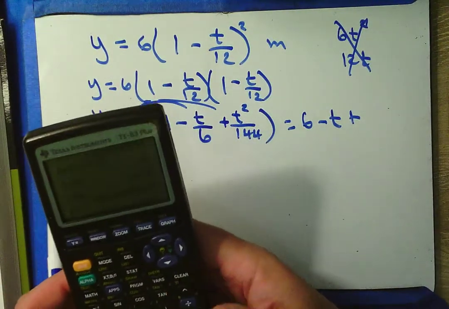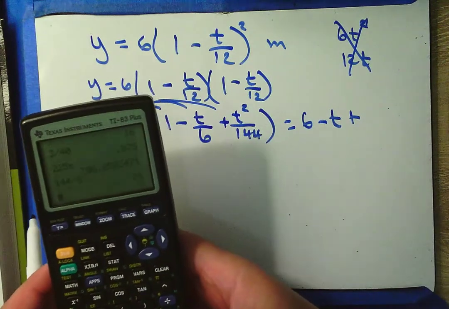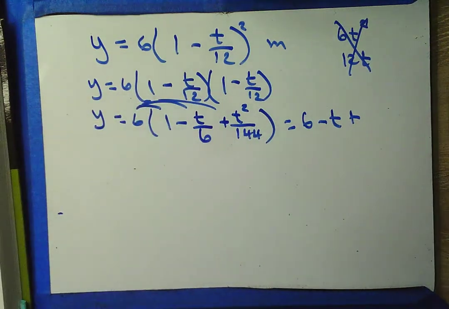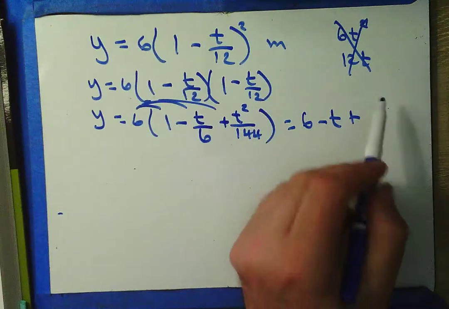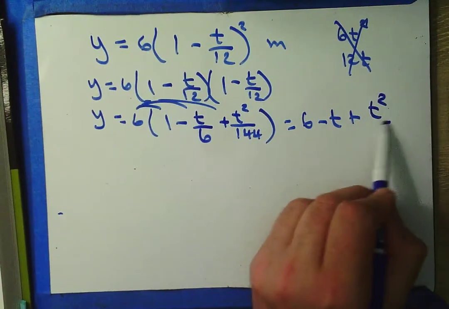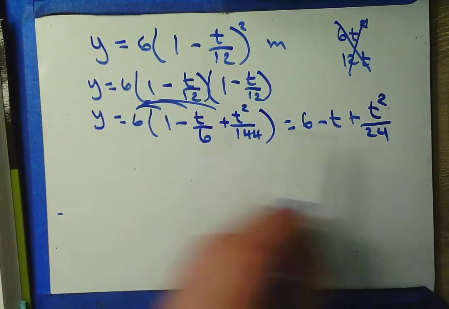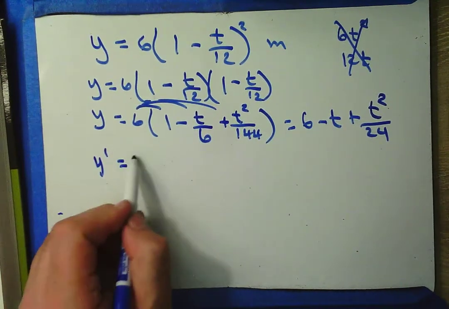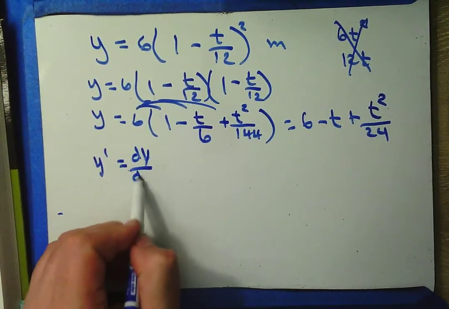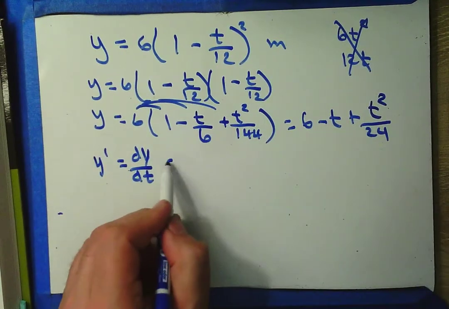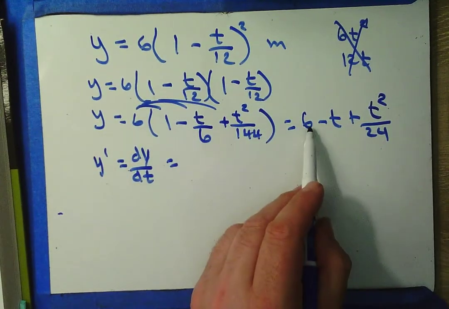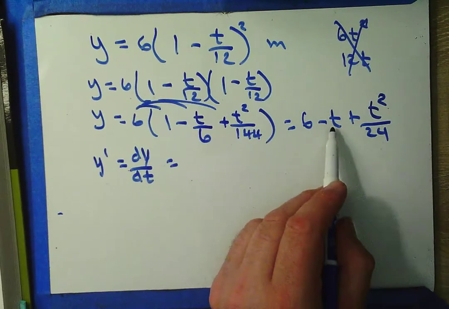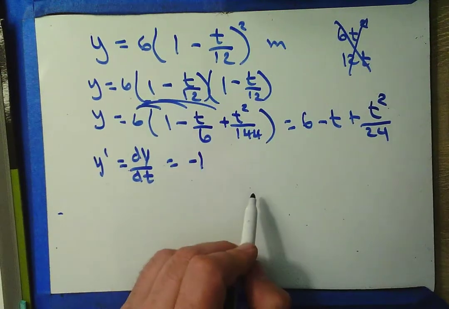144 divided by 6. Yes, it is 24. Okay. So plus t squared over 24. So here's my y function. Therefore, y prime, or dy dt, the derivative of this function with respect to time. The derivative of a constant is 0. The derivative of negative t is negative 1.